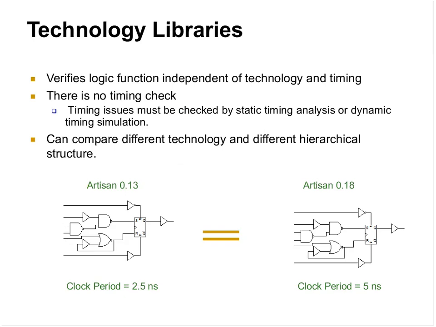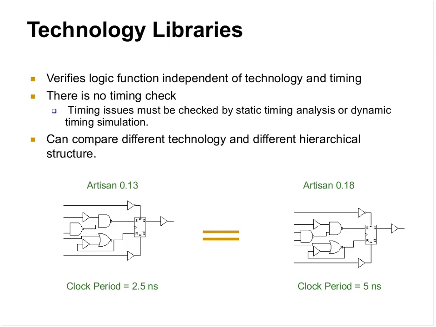So one more example here is that since formal verification is aimed at comparing Boolean equivalence, comparing functional equivalence, it can even compare netlists in different technologies and different hierarchical structures. For example, let's say you have one design which is synthesized in one particular technology, let's say Artisan 130 nanometer. On the other hand, let's say you have a design with a different clock frequency, but it is synthesized with Artisan 180 nanometer. So the base design is the same for both these netlists, but the frequency and the technology are different. Now, since formality works at a functional level, it can compare these two netlists and tell you whether they are functionally equivalent or not.